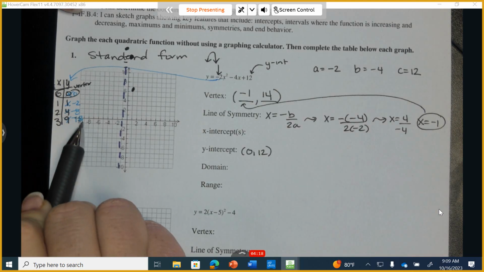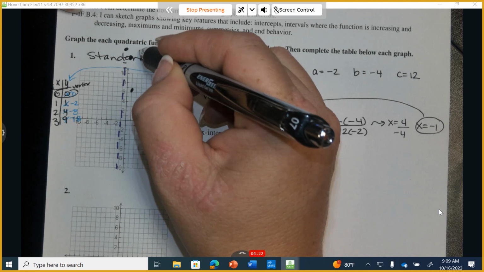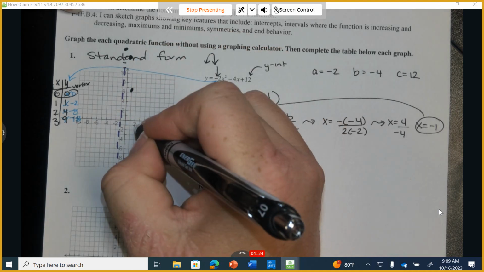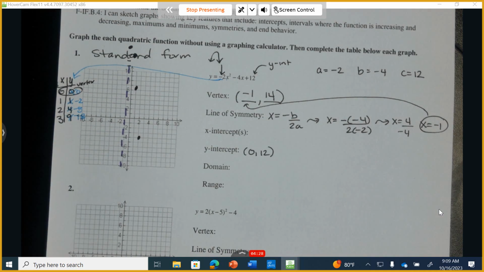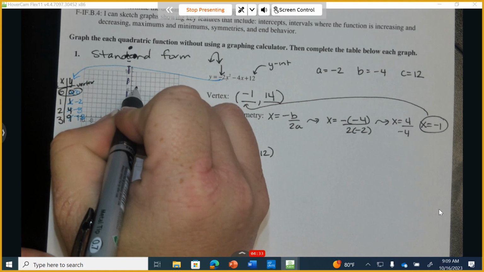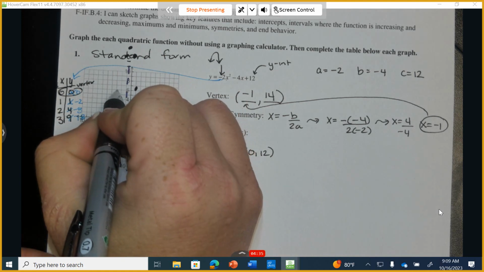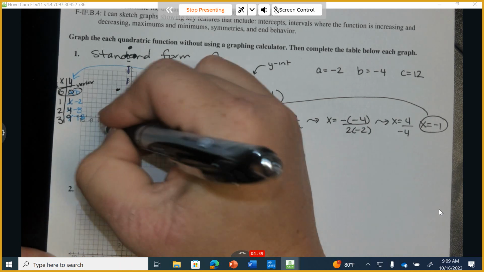Then I'm going to go 3 to the right and 18 down. So 3 to the right, and here's 14, 15, 16, 17, and 18. And then I will do the numbers that are on the other side. So this is 2 away and 2 away, 3 away, 1, 2, 3.